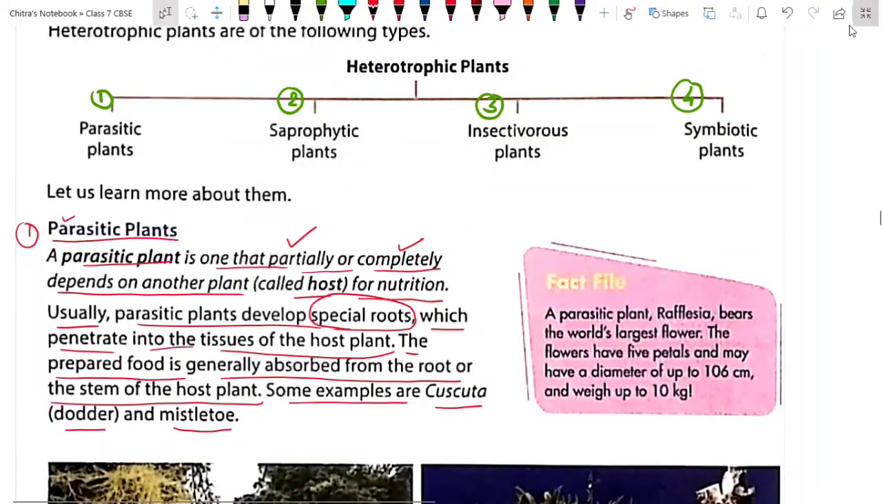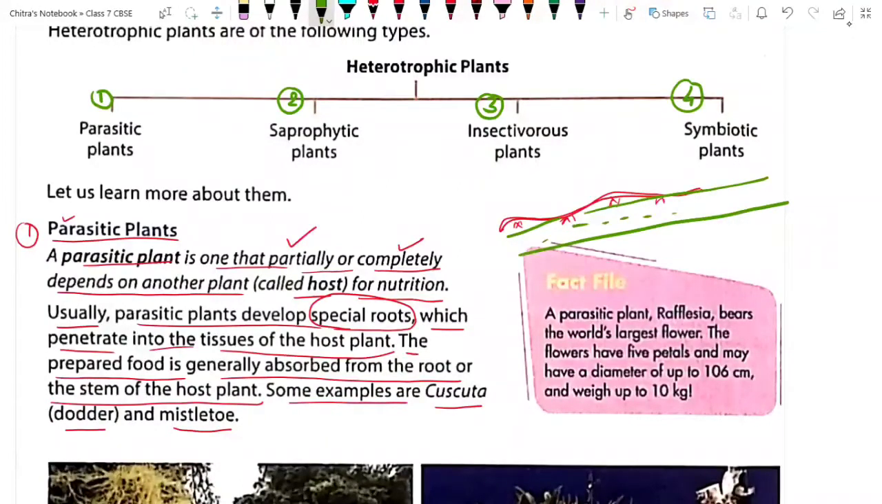Here I am drawing one of the parasitic plants, called Cuscuta. This is the Cuscuta plant, and it has special kinds of roots here. Here we have the host plant, so let me draw it. This is the host plant branch or stem. Suppose it has special tissues called xylem and phloem, from which food is transported. These special roots, the red ones I have drawn, penetrate into the tissues of the host plant. This is the host plant.